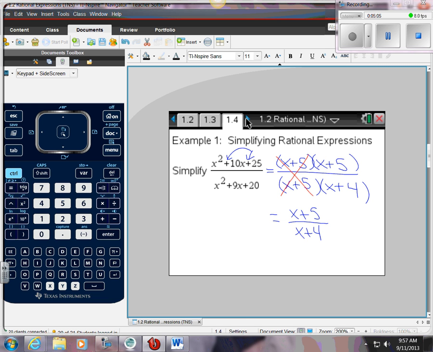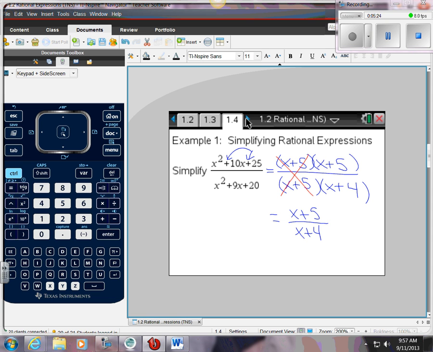So now there's one more thing on top of this that I want to talk about. We have x plus 5 over x plus 4. I want to talk about any restrictions that this rational expression has. Now what I mean by restriction is what values of x would make that function undefined.